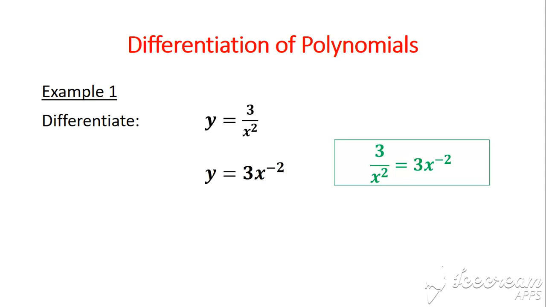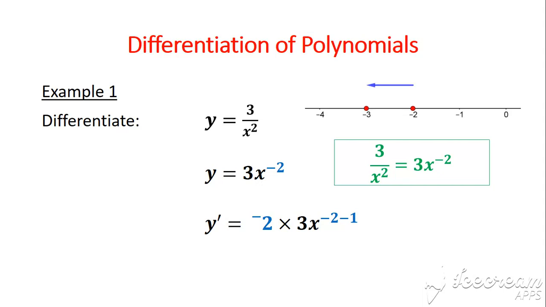So let's write this down as y equal to 3 times x to the power of minus 2. And now we can differentiate. And here's what we do. The power comes out the front. The negative 2 comes out the front and is timesed by the 3, which is out the front. And then we must take 1 off the power. Negative 2 take away 1. Now be careful, when we go negative 2 take away 1, we end up at negative 3.